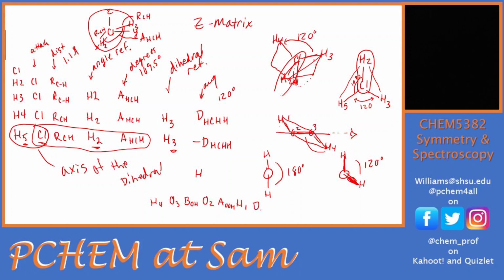Dihedral, and that dihedral would be H1, O2, O3, H4. So that's the HOOH dihedral. And then we would define that as 180 or 120, whatever that dihedral is. So like the last three atoms in the dihedral angle kind of defines that plane that you're looking at.